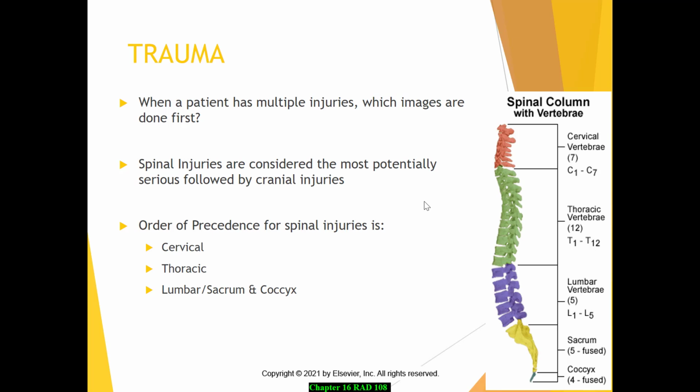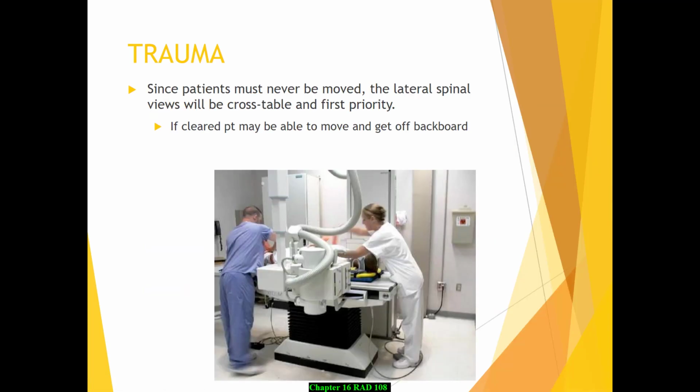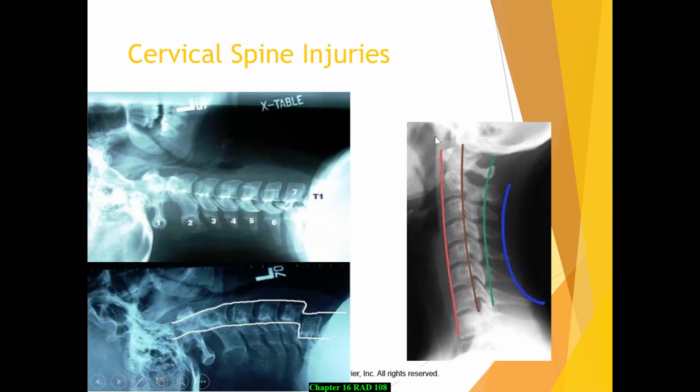Take a look at your patient when you go into the room and determine, do they have a spinal injury? If they have a spinal injury, then we have to do a lateral C-spine first, and then we can proceed from there with the rest of those spinal injuries. But we need to have them cleared so that we can move them on the board with the C-spine lateral first. Since your patient must not be moved, that lateral C-spine is always going to be your top priority, and once they're cleared, you may be able to get them off the backboard. Depends on what your doctor tells you can do.